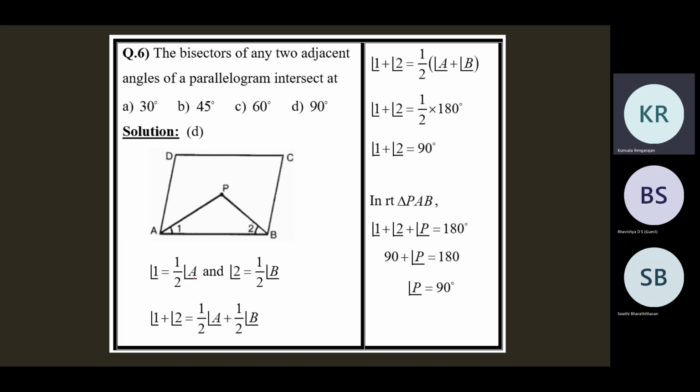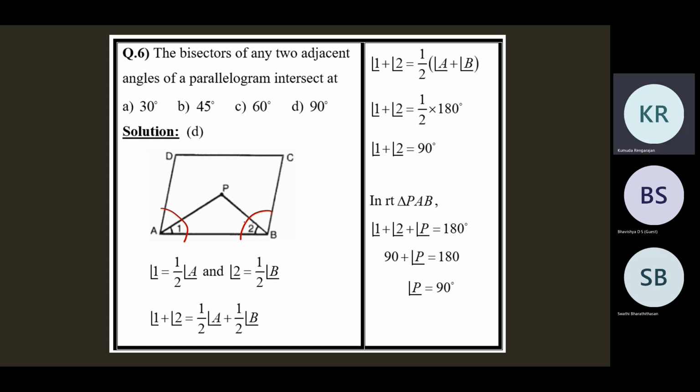What is angle 1? Half of angle A, correct? Yes, ma'am. What is angle 2? Half of angle B, correct? Yes, ma'am. Now what is angle 1 plus 2? Half of angle A plus half of angle B, correct? Take out half common. So you will get half of A plus B. Yes or no? Yes, ma'am. Now A plus B means, this one is A, this one is B.